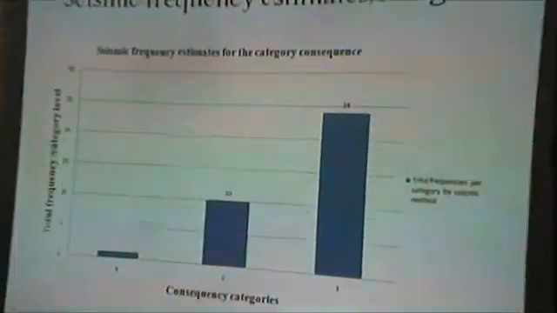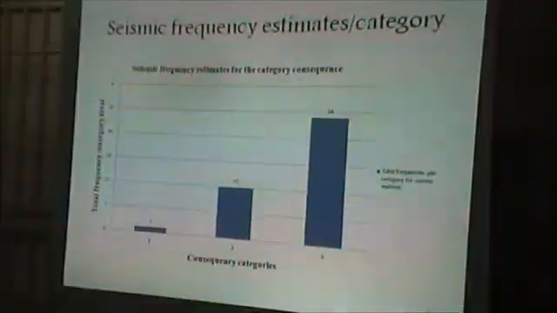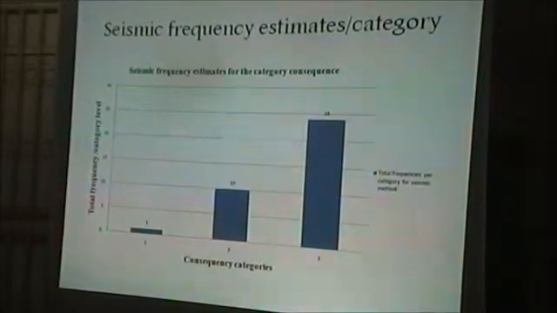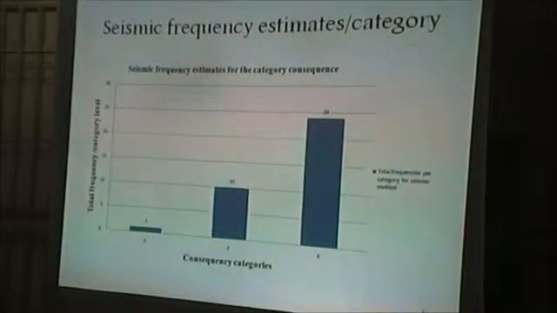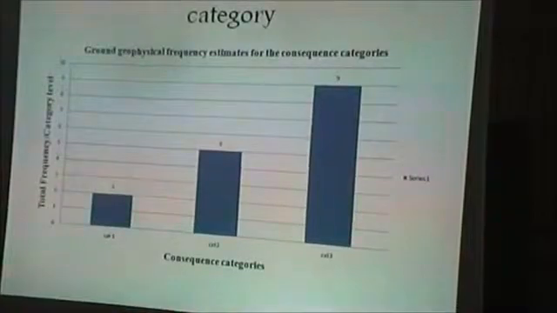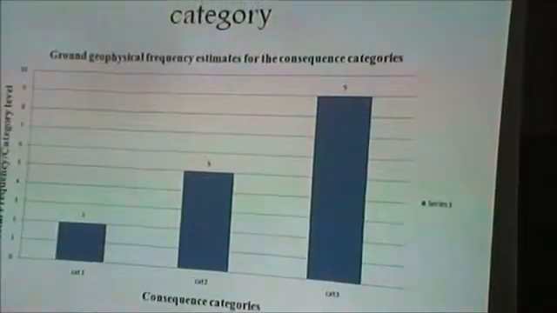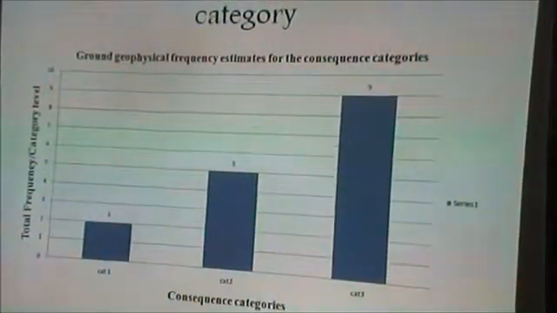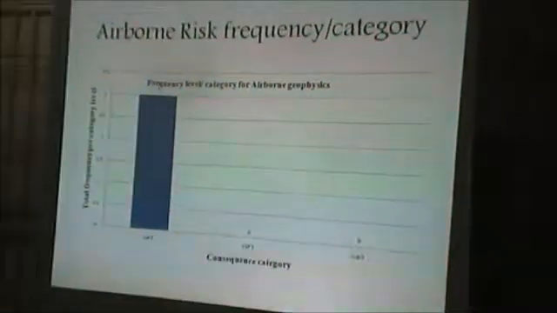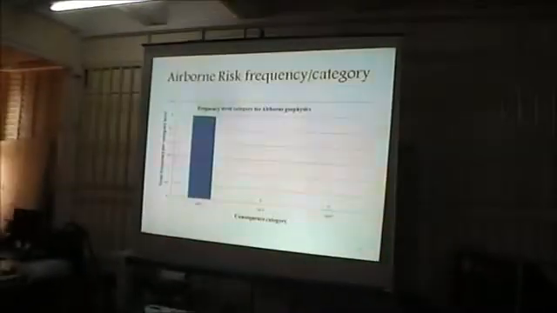For seismic, a total of 35 impacts were identified, whereby 24 of the impacts were major, 10 were minor, and 1 was negligible. Ground geophysical, a total of 16: 9 were major, 5 were minor, 2 were negligible. Airborne had only 3 impacts, and all of them were negligible.